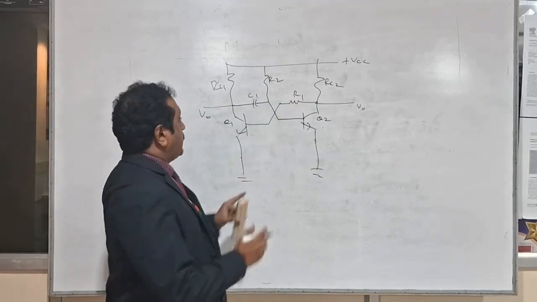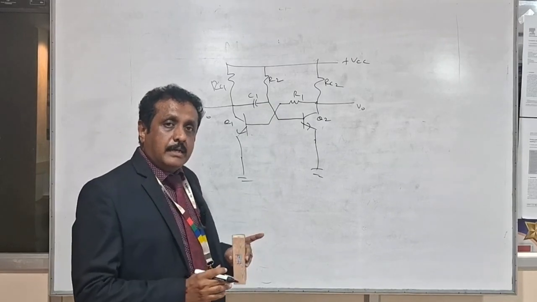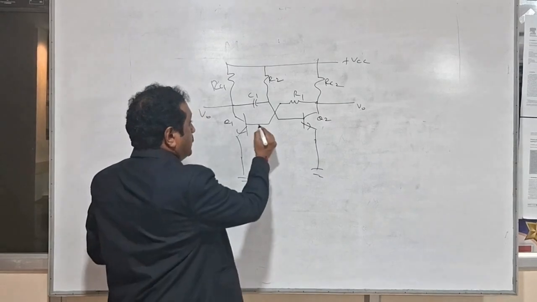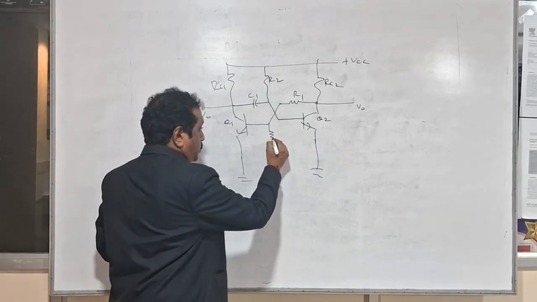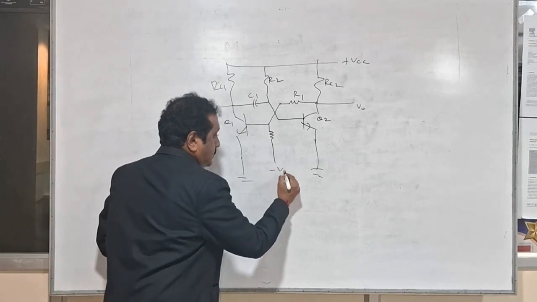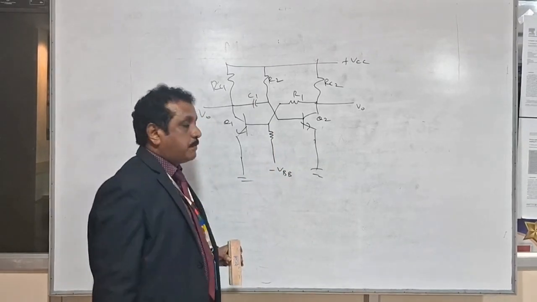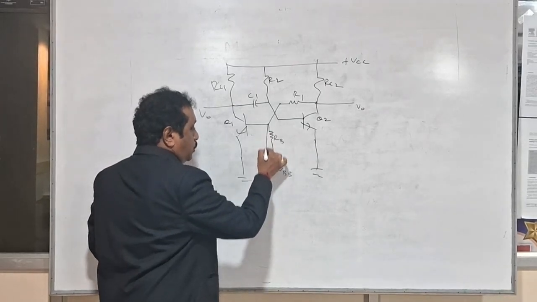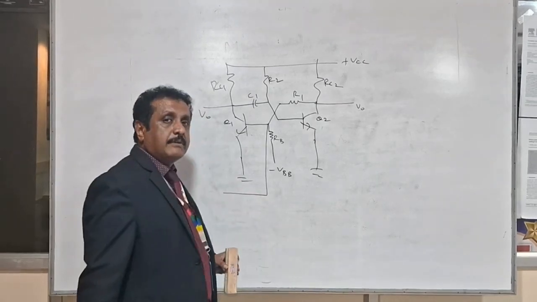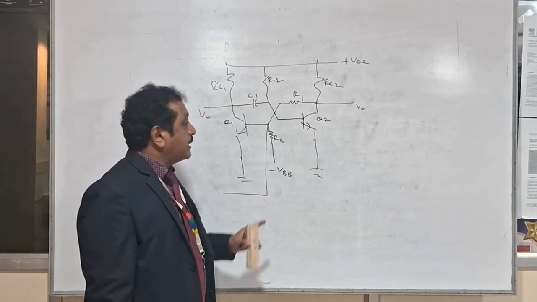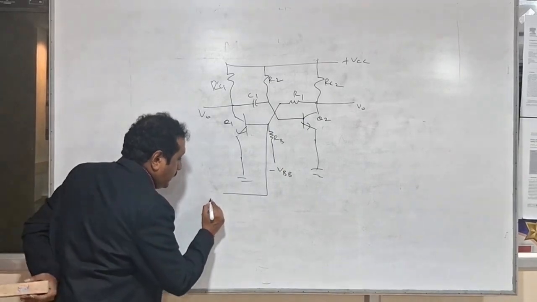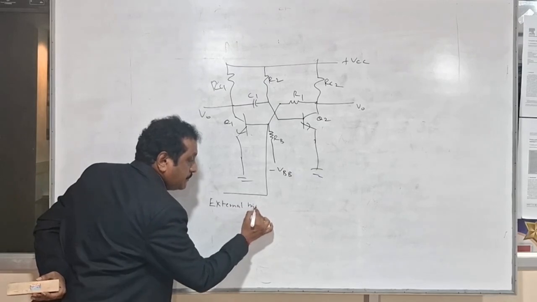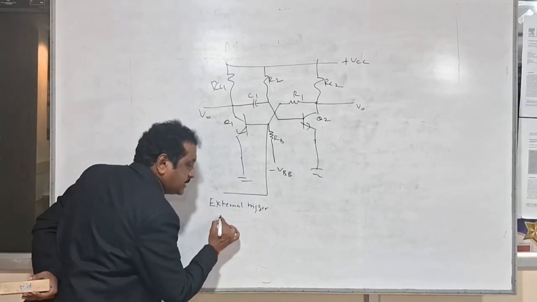One more thing: it requires one external trigger pulse. So the base of Q1 should be connected to minus VBB, a negative supply, through the base resistor RB. We are going to apply the external trigger pulse to the base of Q1. So here we have the external trigger pulse for the state change.